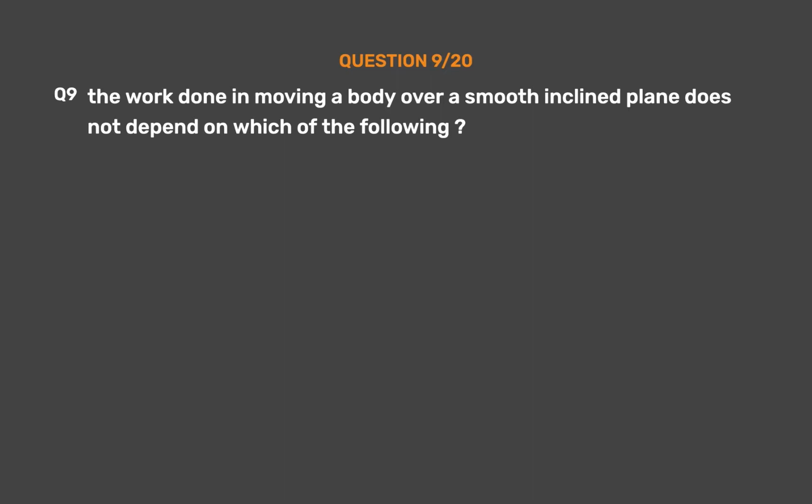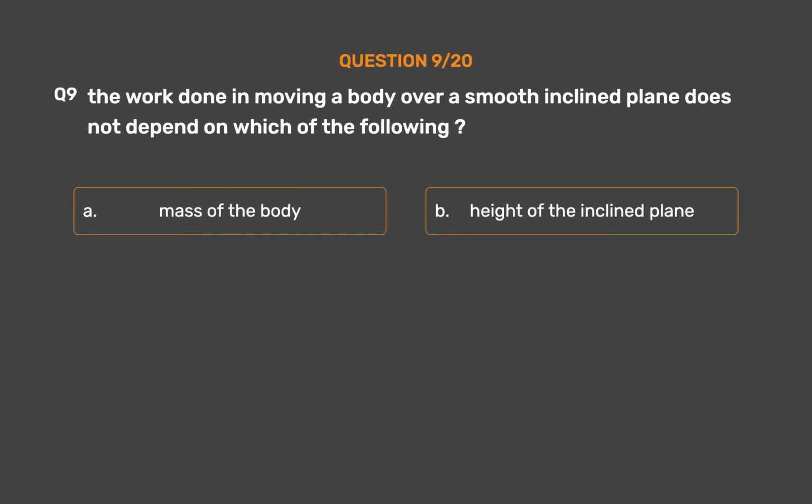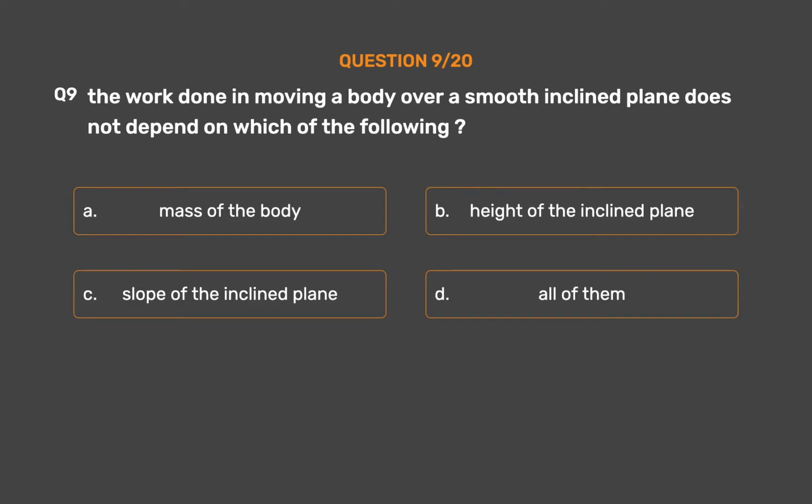Question number 9. The work done in moving a body over a smooth inclined plane does not depend on which of the following? Option A. Mass of the body. Option B. Height of the inclined plane. Option C. Slope of the inclined plane. Option D. All of them. The correct answer is Option C. Slope of the inclined plane.